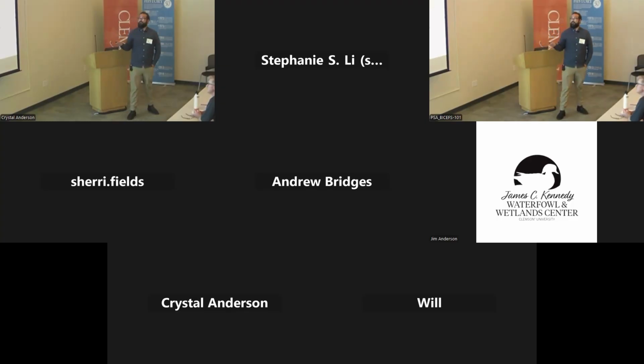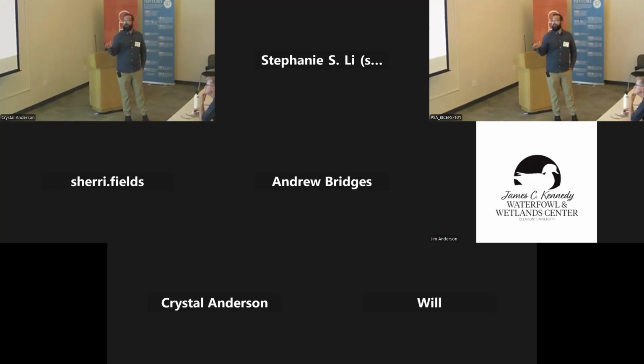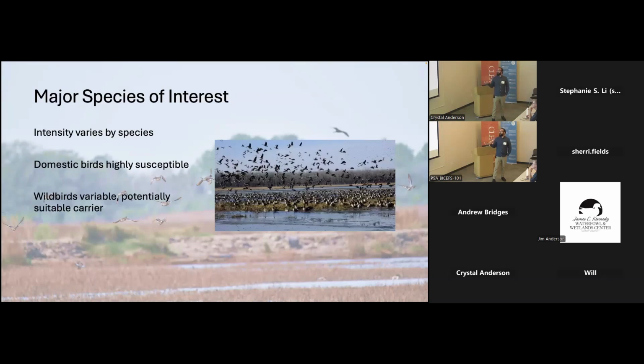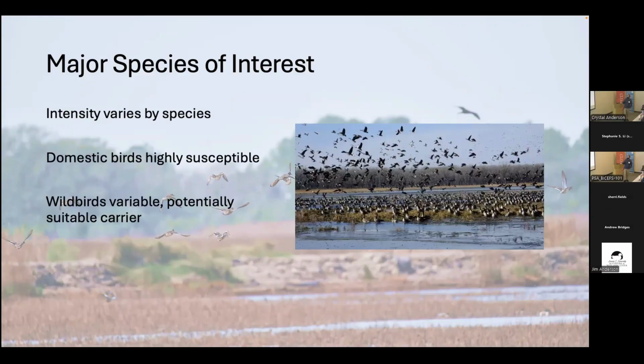So the major species of interest: a lot of the primary research in avian influenza right now is focused on domestic species. Again, most people are usually thinking of chicken flocks. However, wild birds are highly susceptible to avian influenza. They just vary in their susceptibility. Some are very susceptible, to the point where avian influenza gets on a flock, the entire flock dies, and you don't know avian influenza killed them until afterwards.